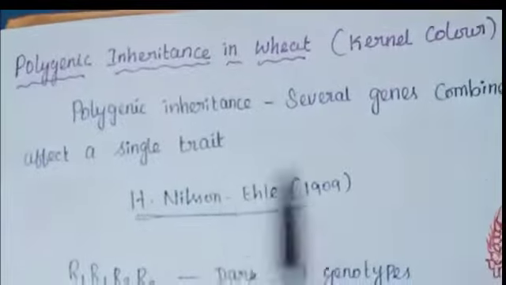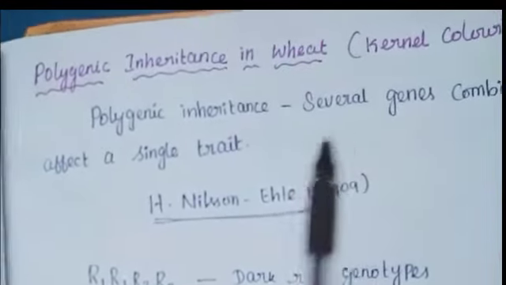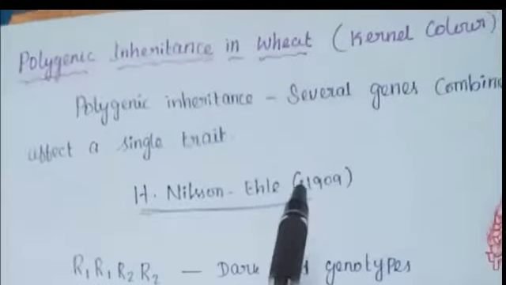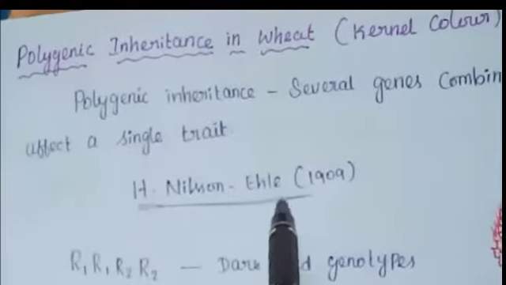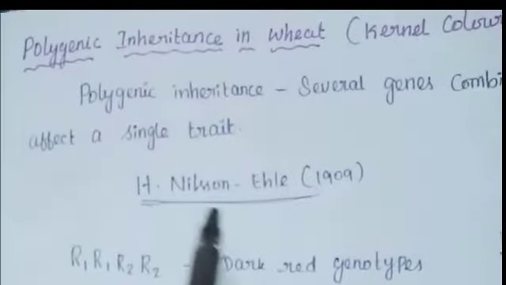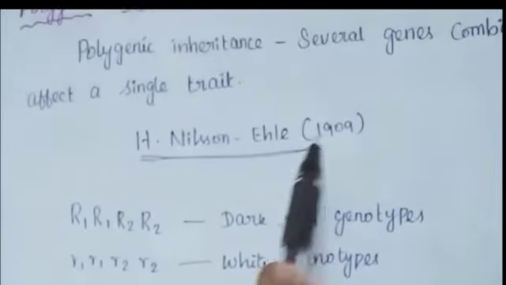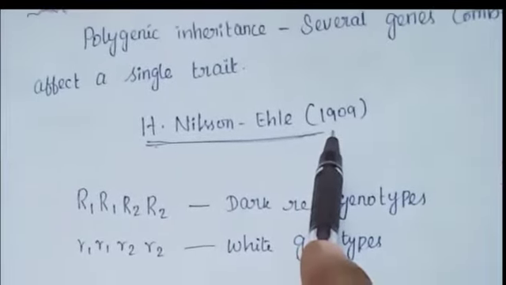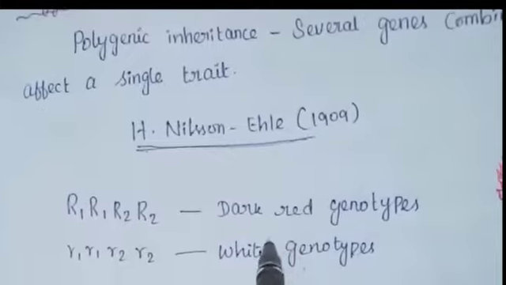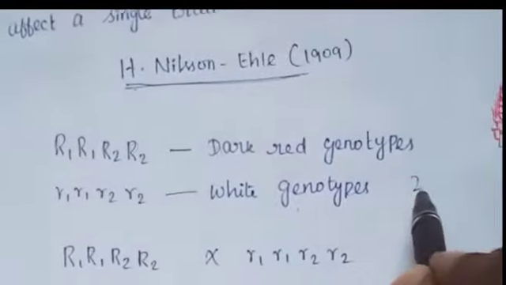So a group of genes that together determine a characteristic of an organism is called polygenic inheritance. This polygenic inheritance experiment was demonstrated by the Swedish botanist or geneticist H. Nilsson Ehle in 1909 in wheat kernels. So the kernel color is controlled by two genes. How many genes? Two genes.